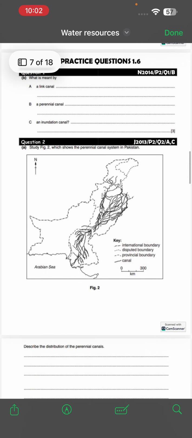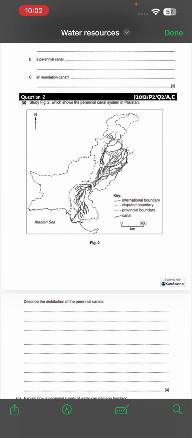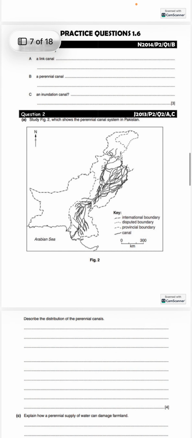Then we have a proper map. The map is showing the perennial canal system in Pakistan. The question is asking to describe the distribution of perennial canals. I have already told you earlier that perennial canals are connected to the dams and barrages, so throughout the year they are supplying water. According to the key, the majority of the perennial canals are supplying water on plains, specifically the Indus plains. They are most widely spread in Sindh and Punjab. So just write that there.